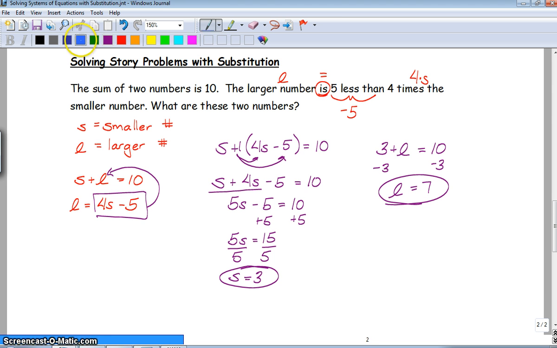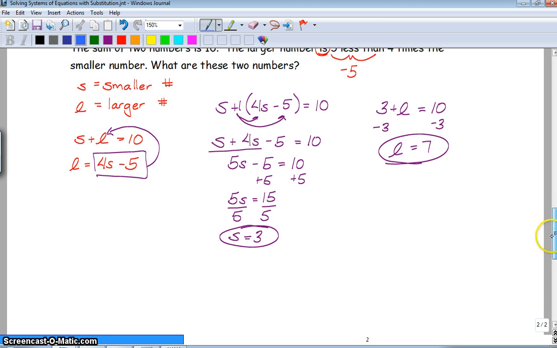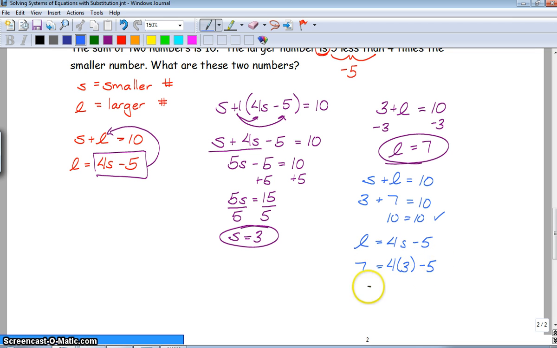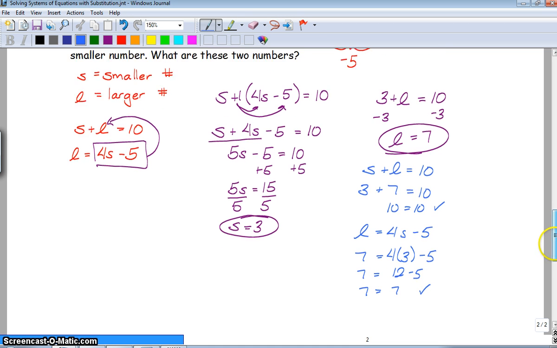Go back through, check your work, make sure it actually works in both of these equations. So if I use my first one, S plus L equals 10, S is 3, L is 7, 3 plus 7 is 10, so I know that works. With my second equation, L equals 4S minus 5, L is 7, 4 times 3 minus 5, 4 times 3 is 12, 12 minus 5 is 7, so it works here as well.